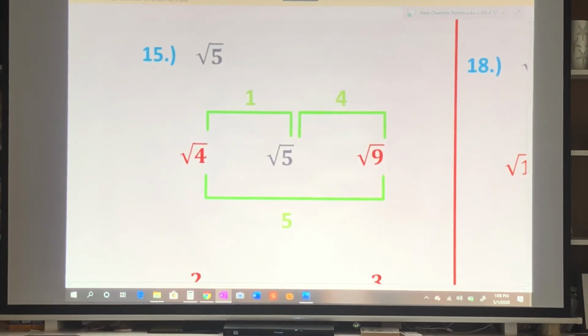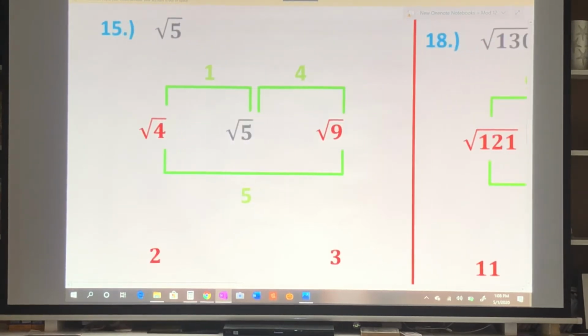The square root of 5 sits in between the square root of 9, which is 3, and the square root of 4, which is 2. Now they want to know which one is it closer to. Well, from 4 to 5, you go 1. From 5 to 9, it's 4. I have the numbers up here. The total distance is 5. From 4 to 9 is plus 5.